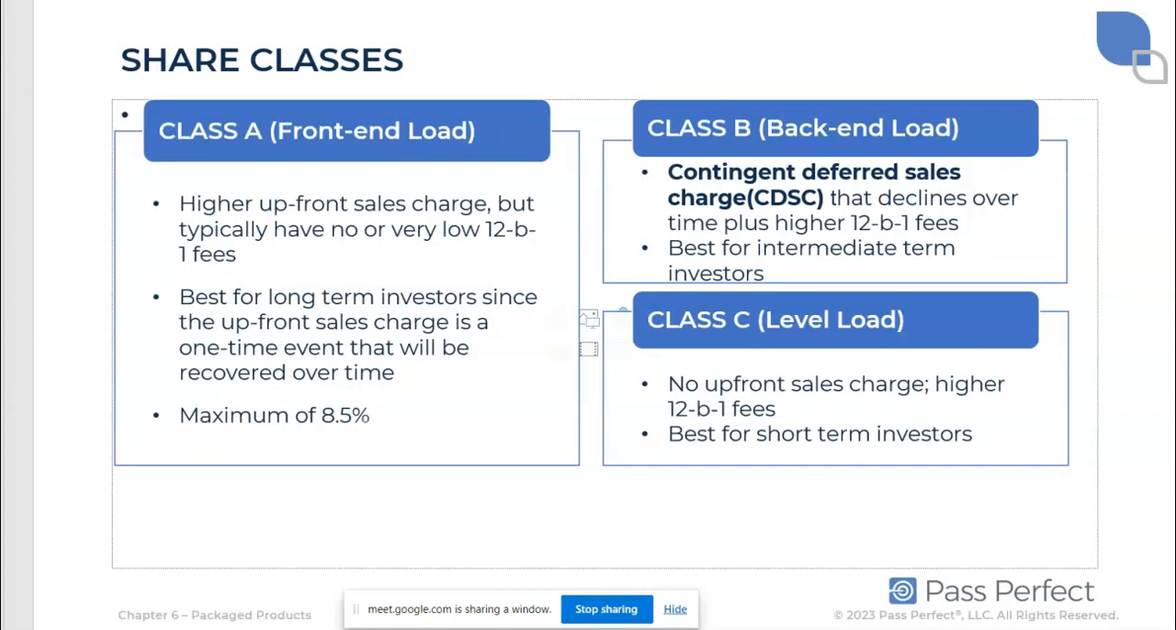All right, okay. Now, for the test anyway, there are 3 share classes, right? Class A, Class B, and Class C shares. In the real world, there are more than these, but for right now, Class A, B, and C shares.